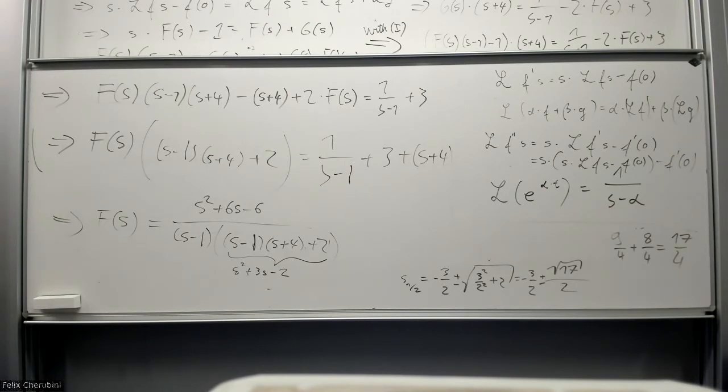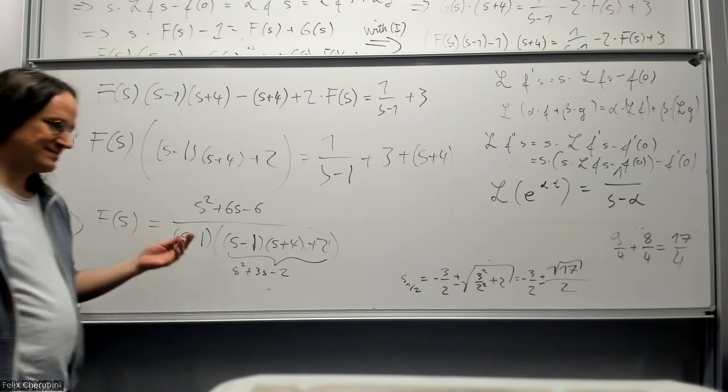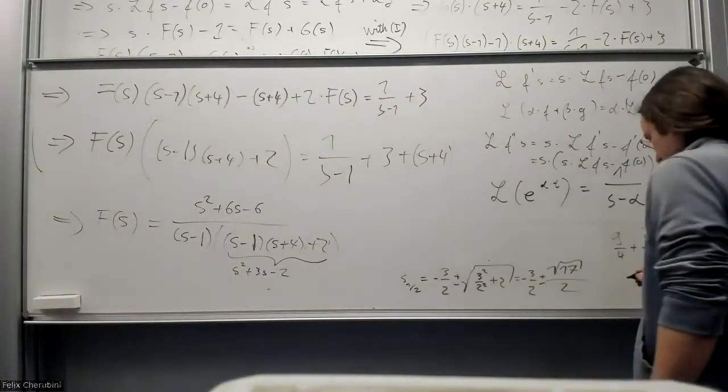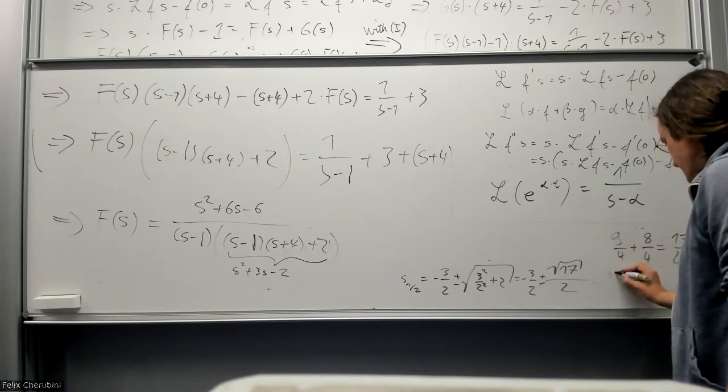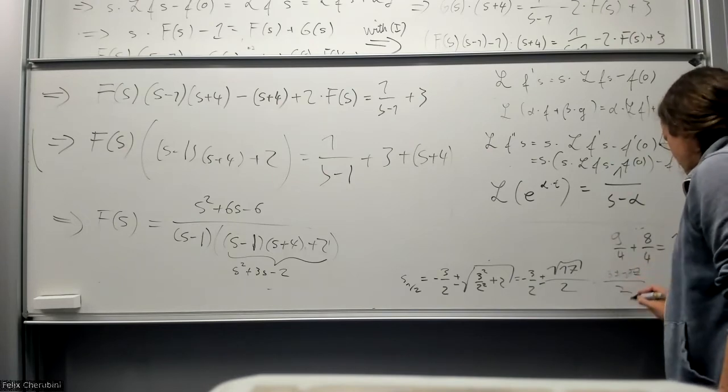Okay, yeah, whatever. We got the solution. We got there in the end. Let's leave it at that. So it's -3 plus minus square root 17 over 2.